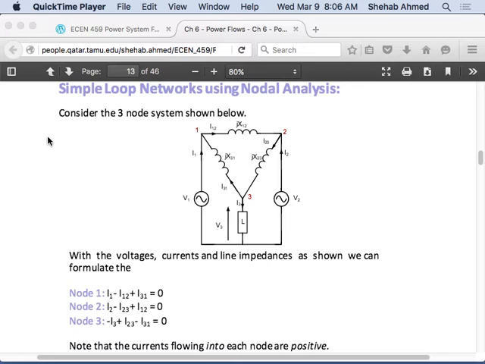So if you would like a simplistic way of looking at what we're going to do: your powers are given, so that means you have your P plus jQ on one side. P plus jQ is also equal to V times I conjugate, right? That's the complex power. So you can express complex power in rectangular form as P plus jQ, or in complex form as V times I conjugate, right?